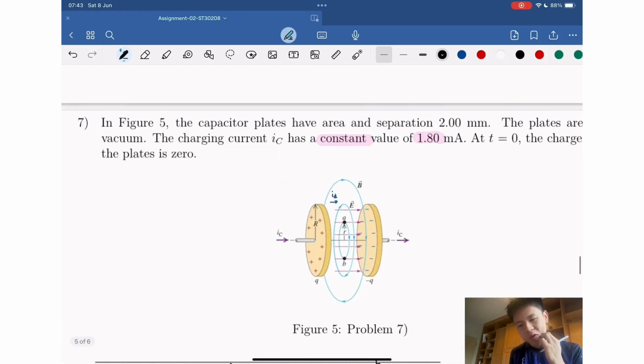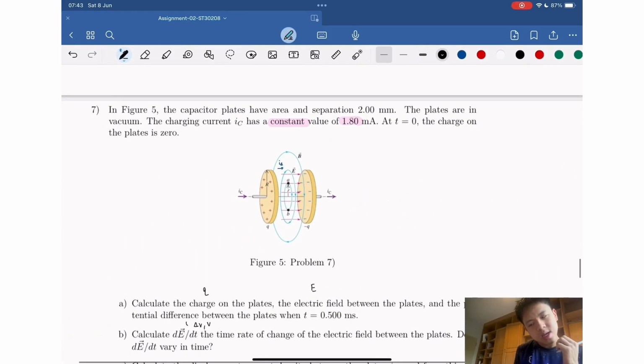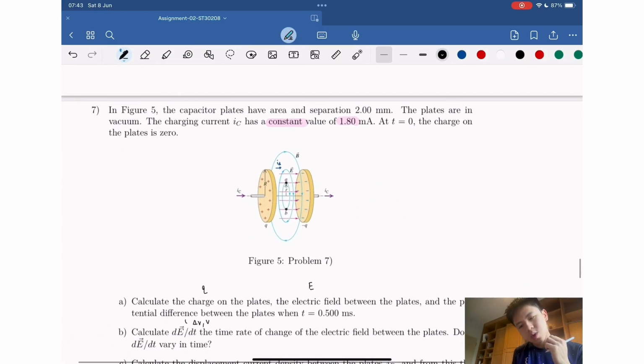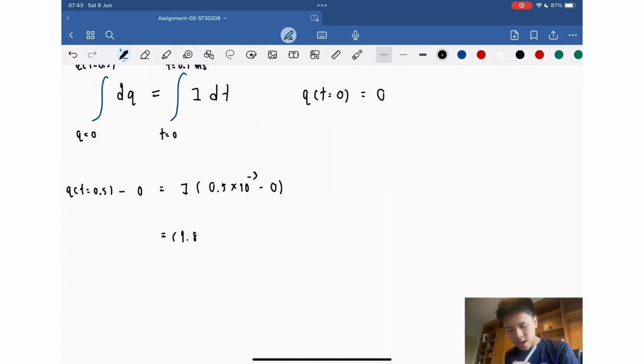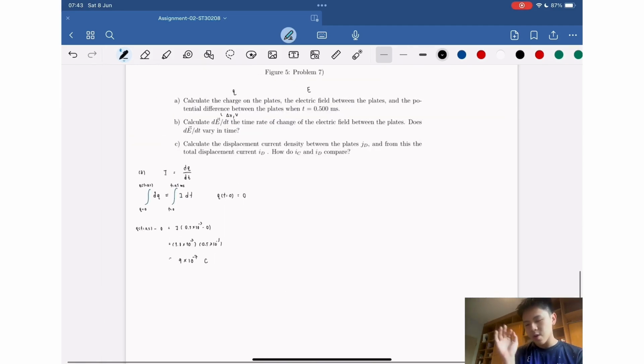And from the questions, they say that IC is equal to 1.8 milliampere. So 1.8 times 10 to the power of negative 3 times 0.5 times 2. We would get 9 times 10 to the power of negative 7 coulomb. Okay.